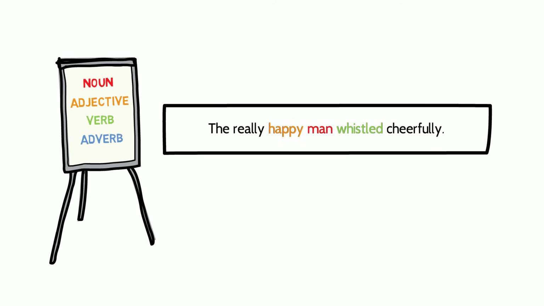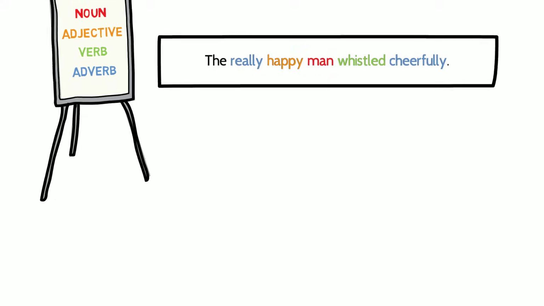Now, an adverb gives us extra information about the information and tells us more about an adjective, a verb, or another adverb. If we look at this sentence, are we given any extra information about any of these things? We are. We are told that the man is really happy and that the man whistled cheerfully. So, really and cheerfully are the adverbs in this sentence.